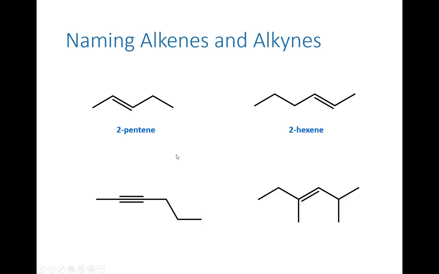So the parent name is hexane. We want to number from the left so that the alkyne begins on carbon number 2. So this is going to be 2-hexyne. Yne indicating that we have an alkyne.